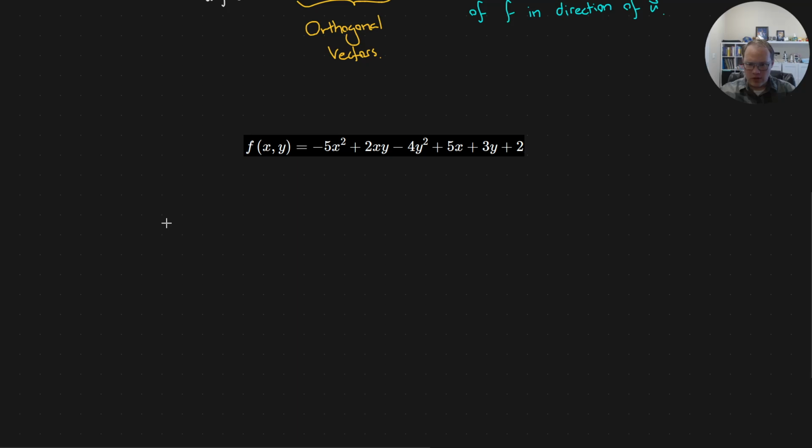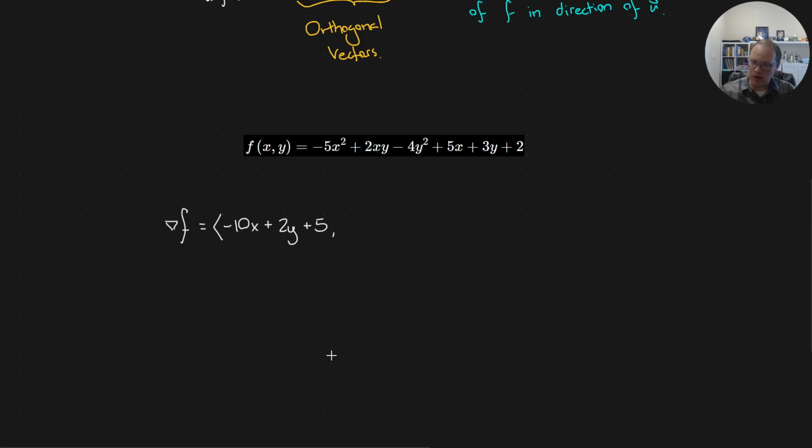Okay, so I need the gradient of f. I'm going to take the partial derivative first with respect to x. This is just a polynomial, so it's a pretty straightforward derivative, a lot of power rules. I get negative 10x plus 2y. Derivative of negative 4y squared is 0. Derivative of 5x is just 5. And then the derivative of 3y and 2 with respect to variable x is just 0. So that's my partial derivative of f with respect to variable x.